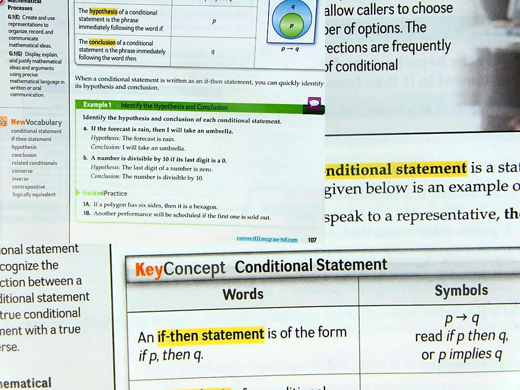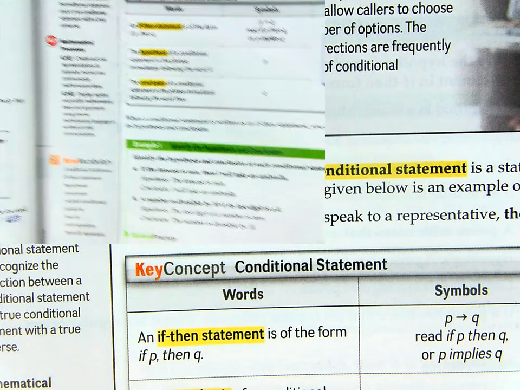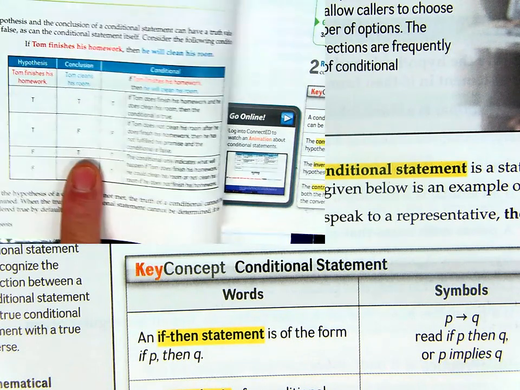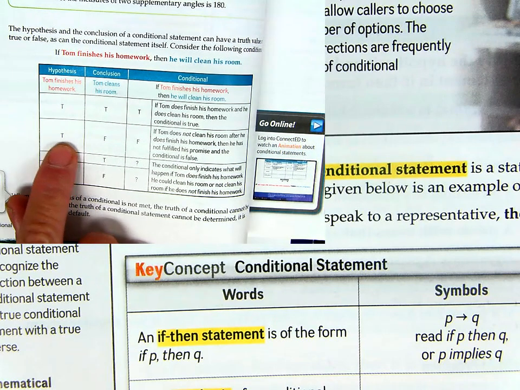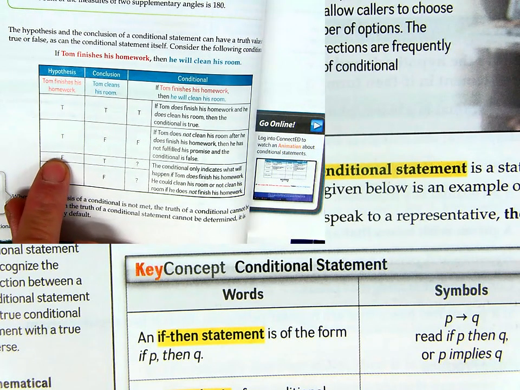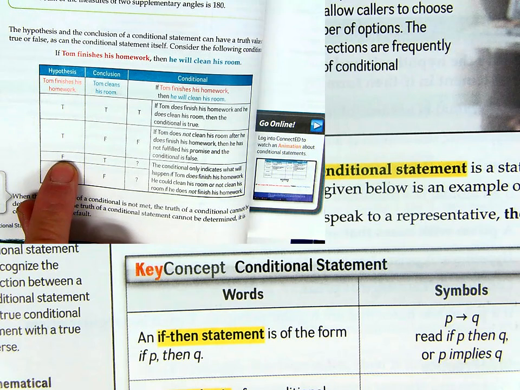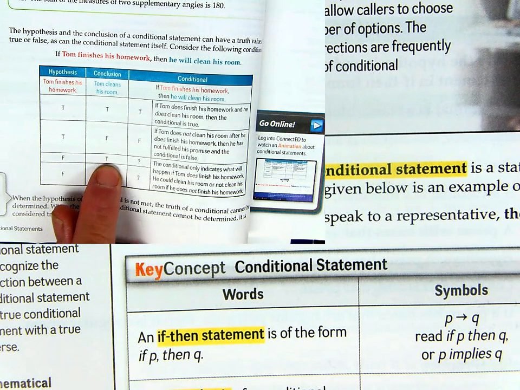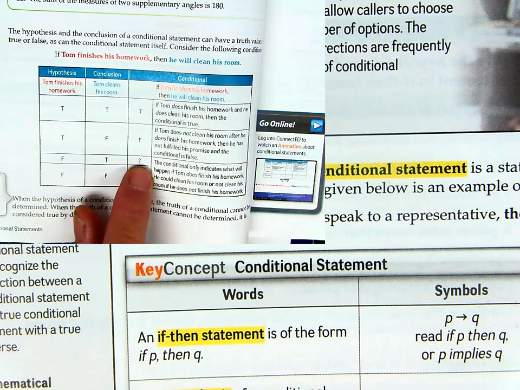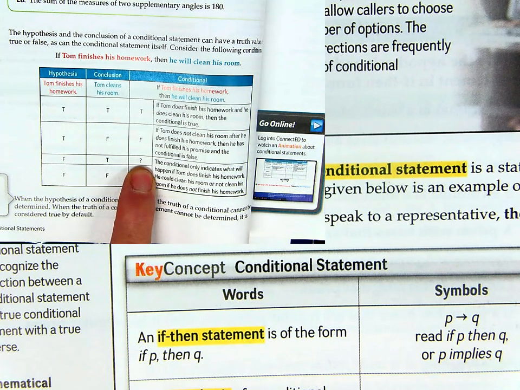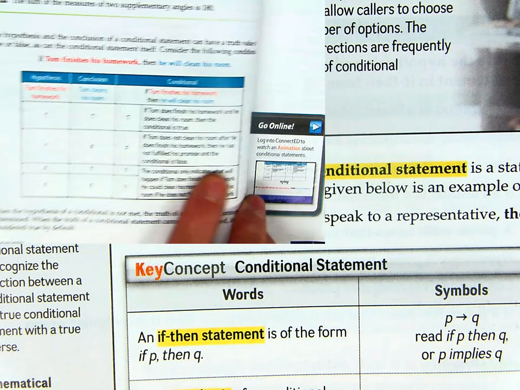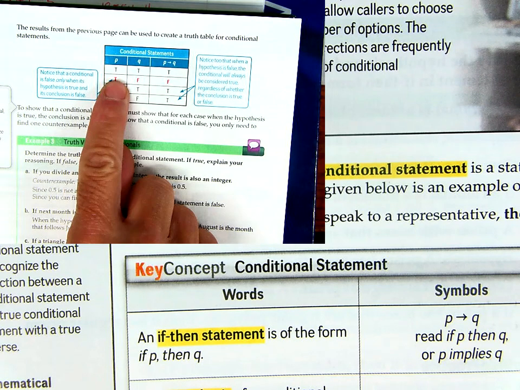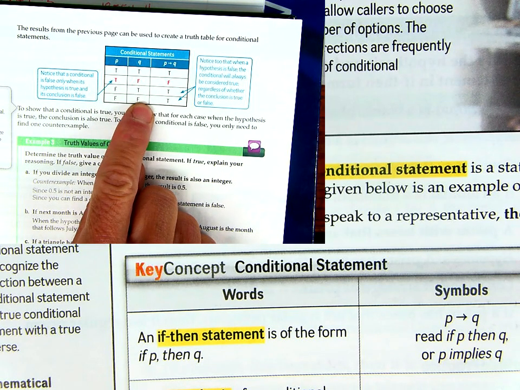Yep. One mistake that I did make yesterday when we were talking about these truth tables is that if the hypothesis is false and the conclusion is true, it is a true statement. So just the conclusion has to be true? Correct. Or they can both be false.